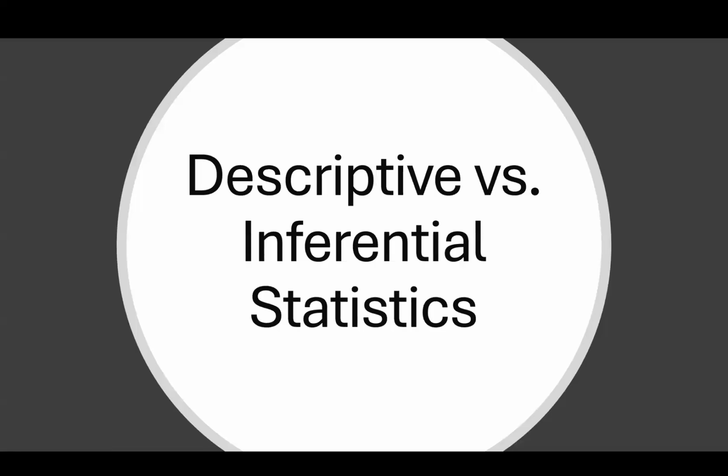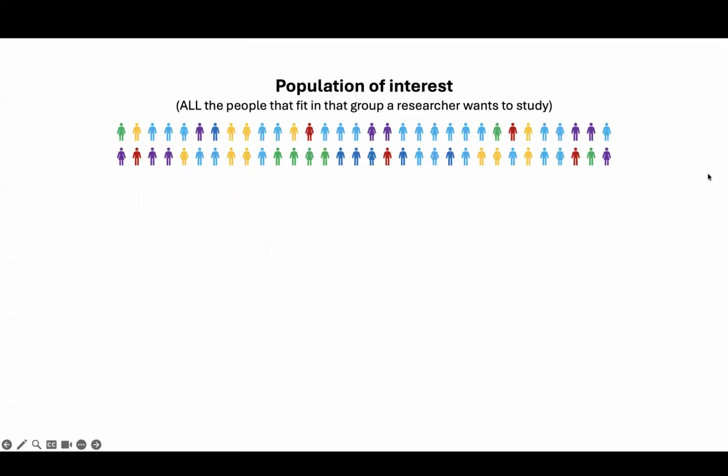This is a video just overviewing the difference between descriptive and inferential statistics. So first of all, you have a population that you're typically trying to learn about with your research. So it's your population of interest. Maybe it is teenagers. So for example, there's a lot of media around social media causing depression in teenagers.